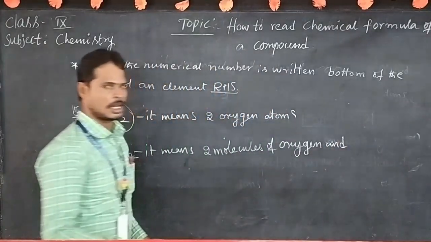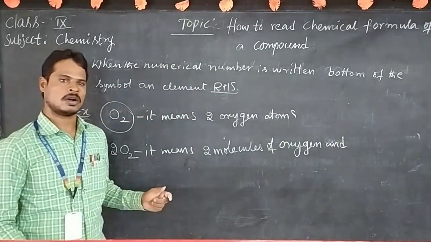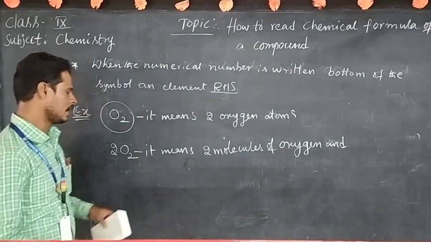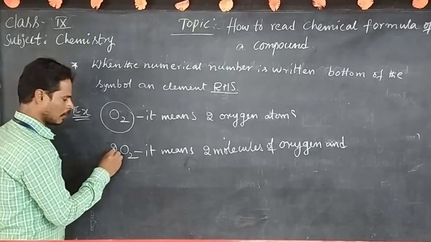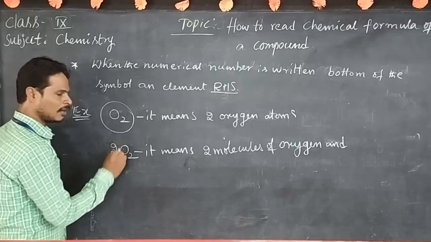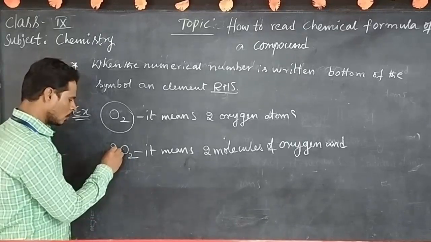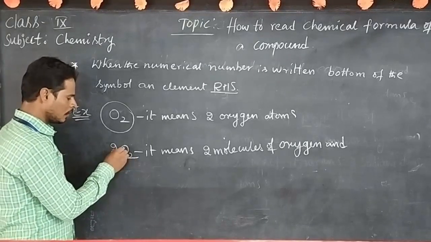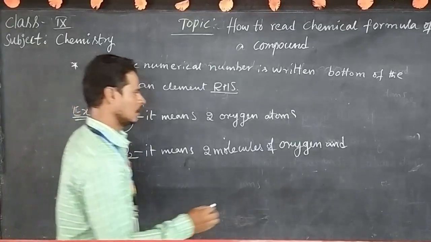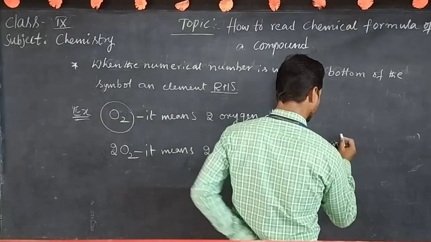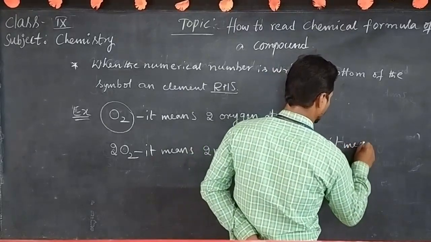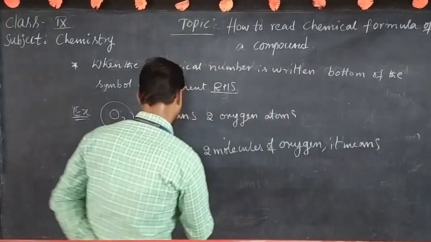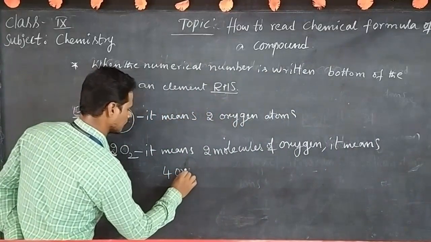And 2 molecules of oxygen contain how many oxygen atoms? We can identify. Here, the subscript number and the coefficient number are multiplied, and we get the total number of oxygen atoms. 2 into 2, 4. 4 into 1, 4 oxygen atoms. It means 4 oxygen atoms.